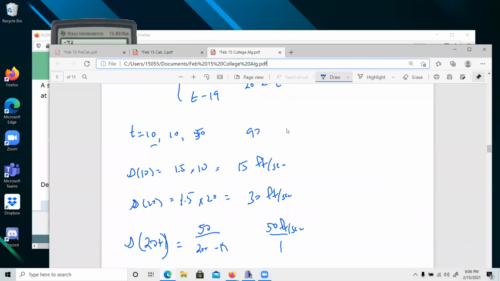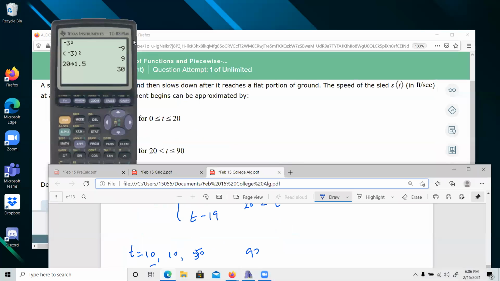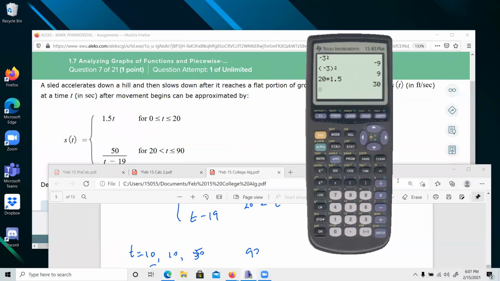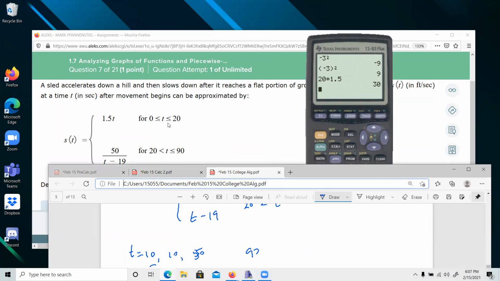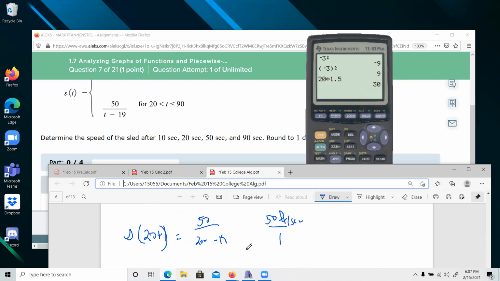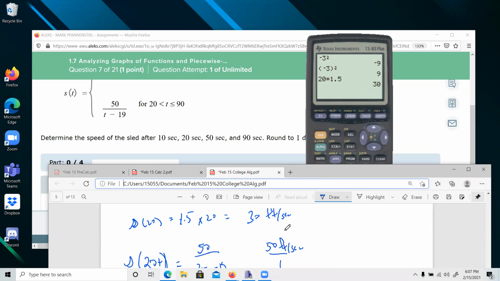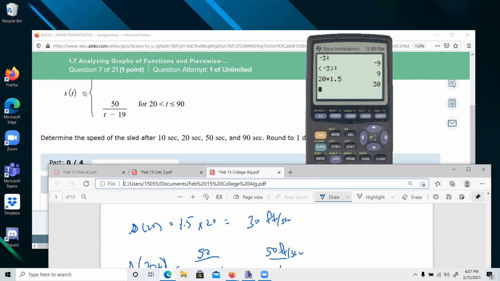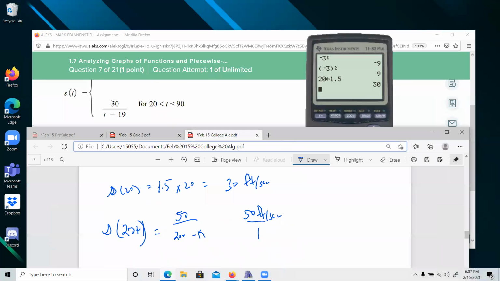I think they messed up. We've all been on a sled before. There's no way that once you get to the end of the ramp, it's speeding up by a ton just because you started going on the flat part. That doesn't happen. I bet they copied this from another problem and forgot to check it. I'll bet that should be a 30. Let's make that a 30.